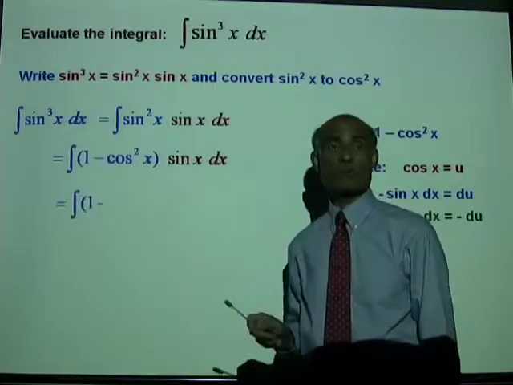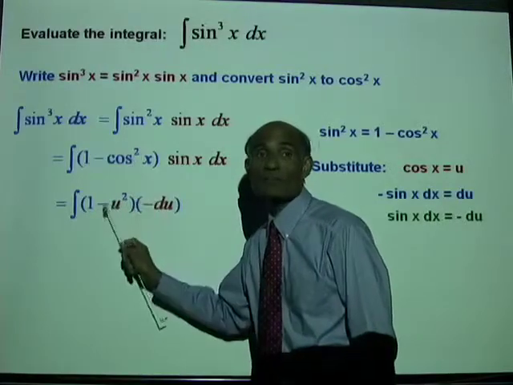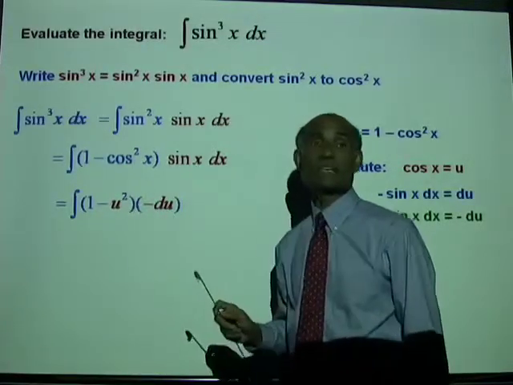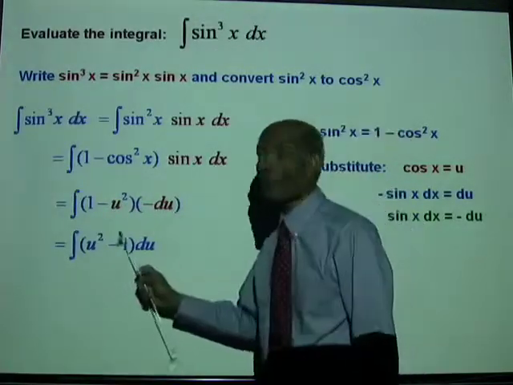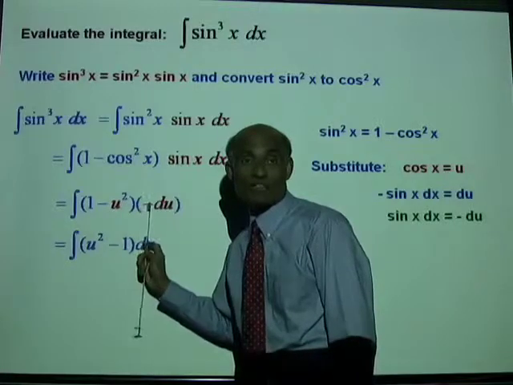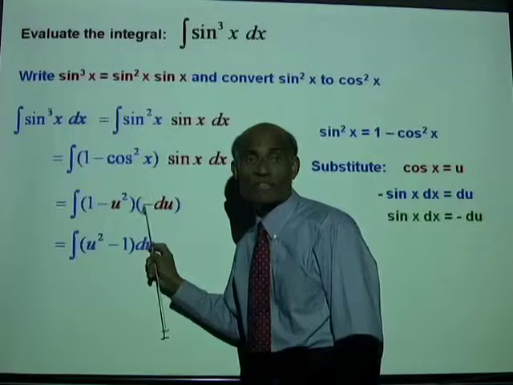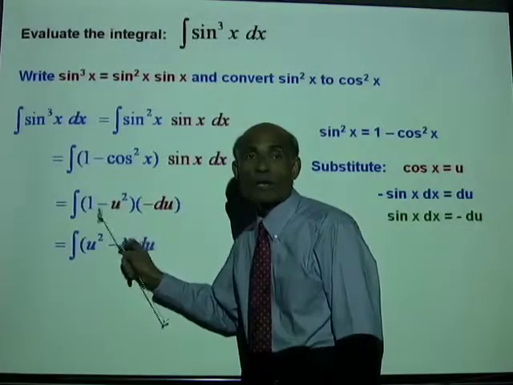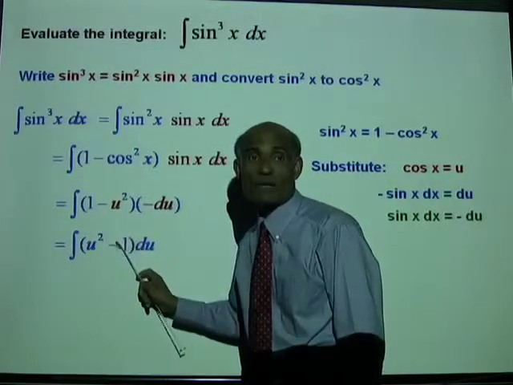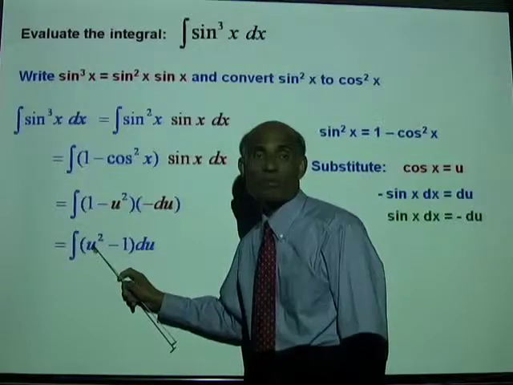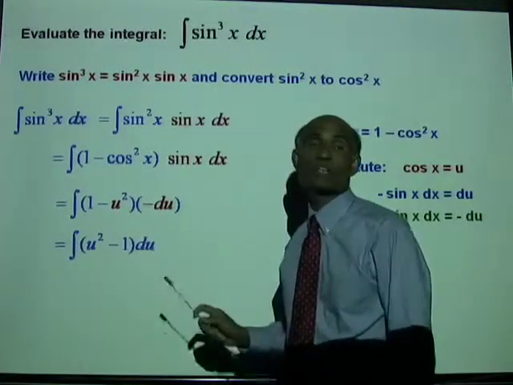So what does the integral become now? That will be integral 1 minus cos squared x becomes u squared times negative du. And the negative sign comes out of the integration. Or we can actually change it. When you multiply this negative inside this parenthesis, negative of 1 minus u squared becomes u squared minus 1, isn't it? Negative 1, negative times negative u squared is positive u squared. So it is integral u squared minus 1 du.